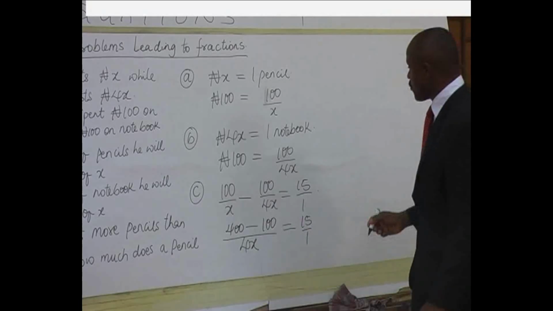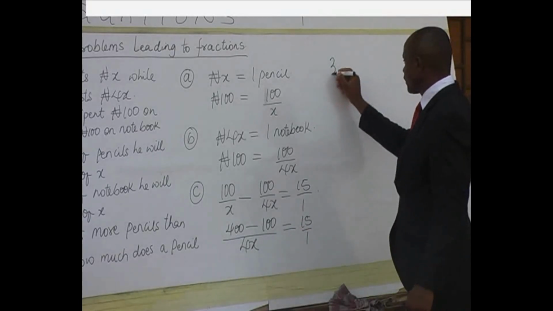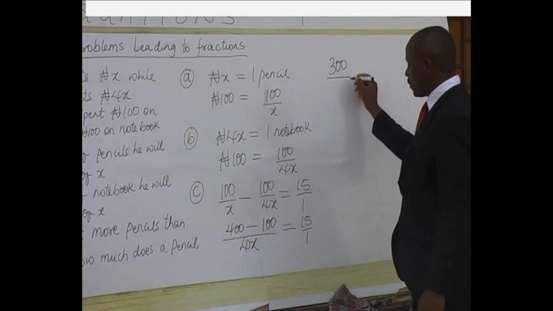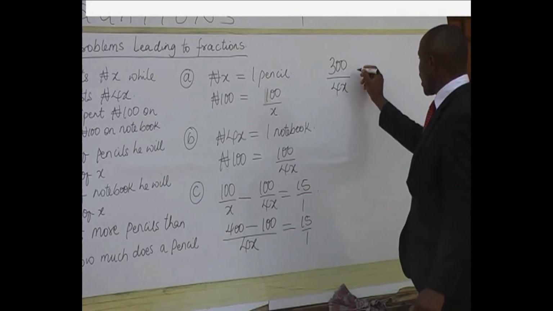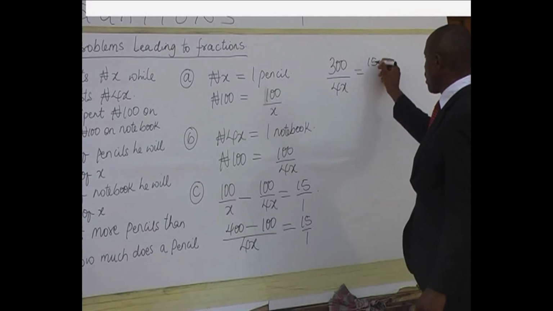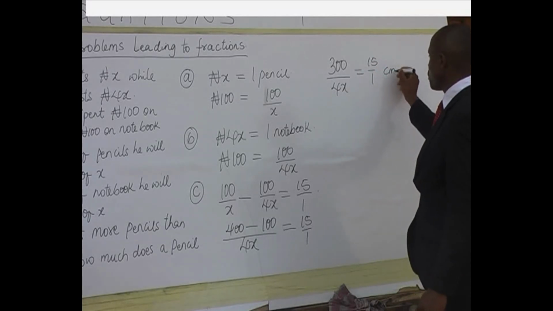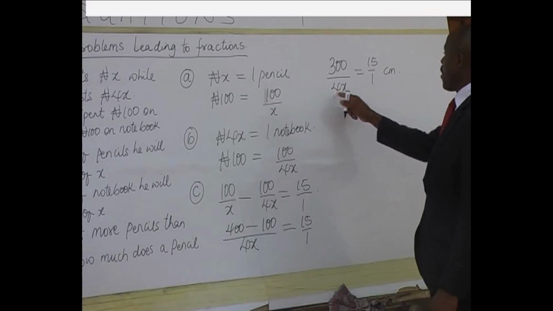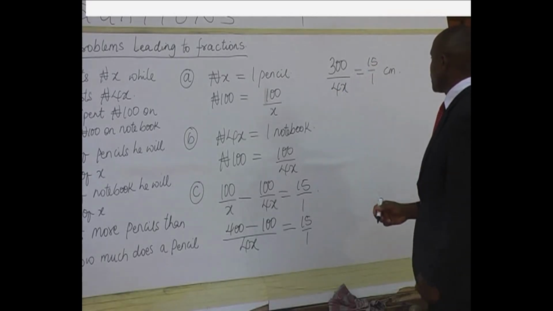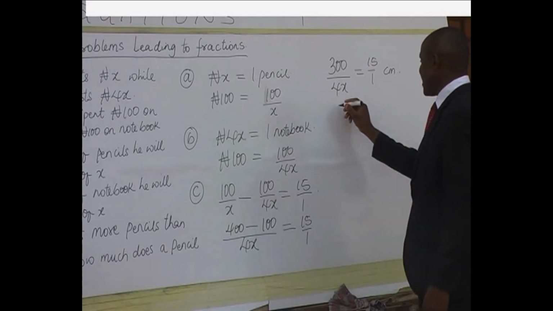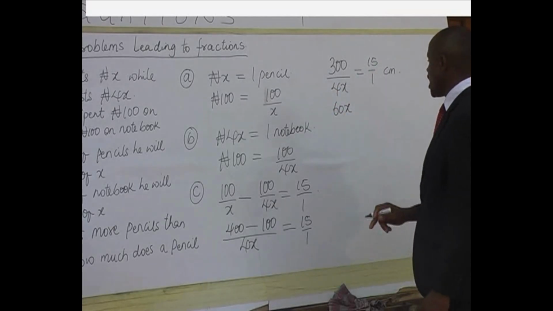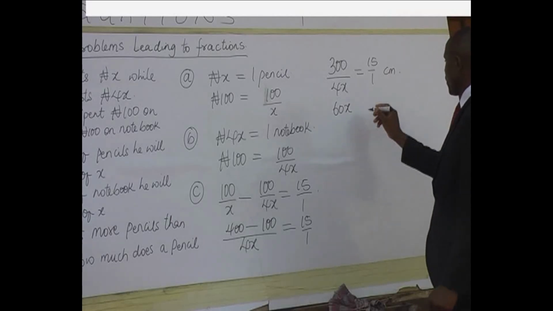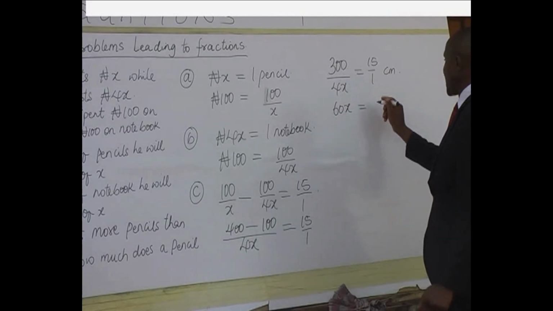400 minus 100 will give you 300 all over 4x, to now be equal to 15 all over 1. You can cross multiply. 4x times 15 will give you 60x, because 4 times 15 is 60. It's going to be equal to 300 times 1, which gives you 300.